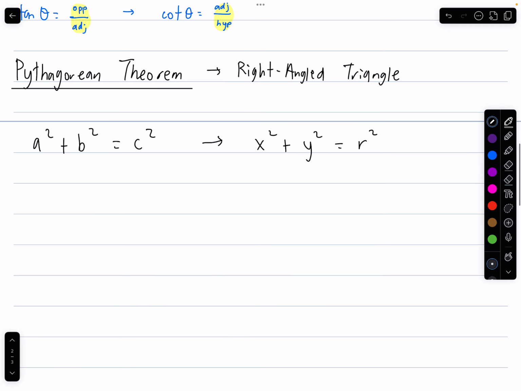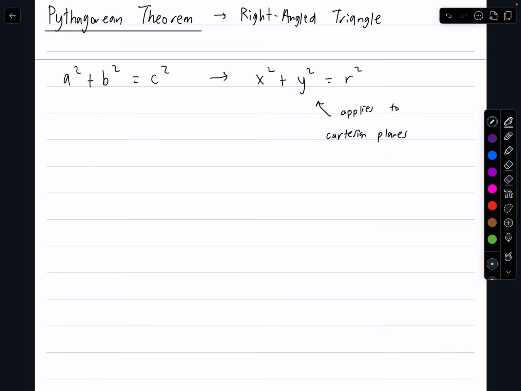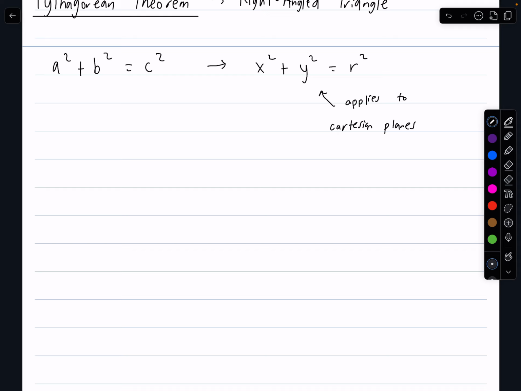So it's the same formula, we're just using different letters. Because this formula applies to Cartesian planes. So I'm going to show you guys what I mean by this. And some of you guys may already know this. So this is a formula that applies to Cartesian planes.